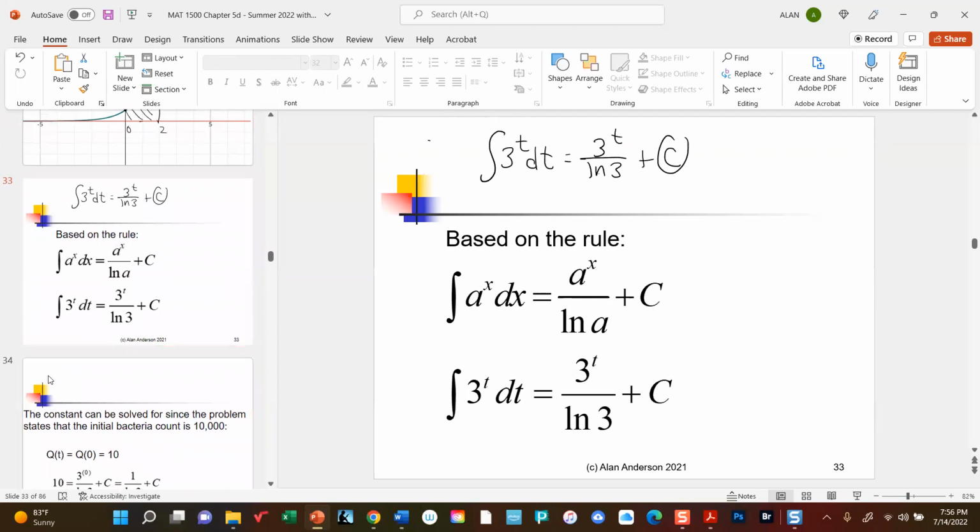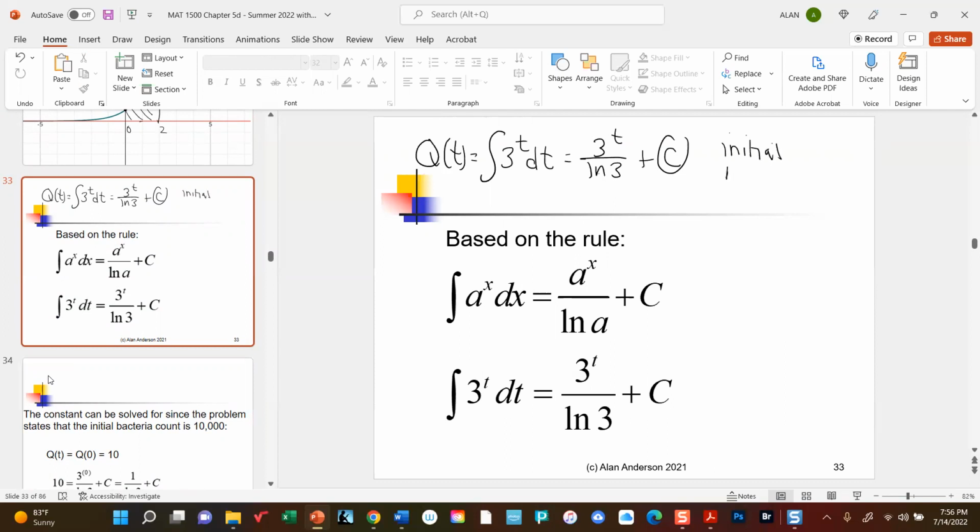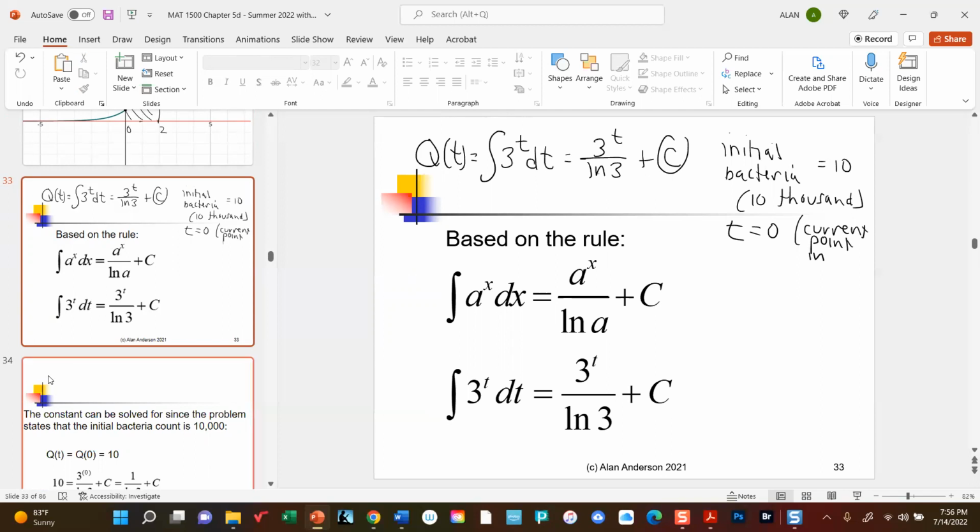So this is Q of t. The initial amount of bacteria. Oh, by the way, remember the bacteria is measured in thousands, so it'll actually be 10. You have to be careful with that. Initial means the time is 0. This is the current point in time. So in other words, what they're telling us there is that Q of 0 is 10.